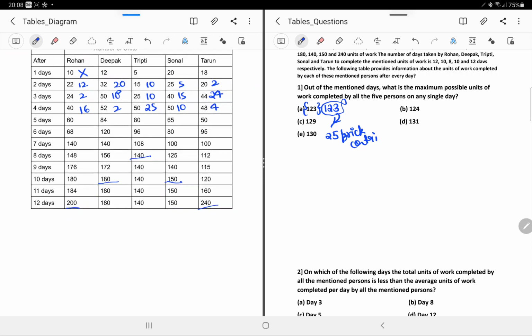Now for the fifth day, it was 20. You can do it in your mind, I am just writing it down so it would be more clear. So this is like 20 and this would be like 32.